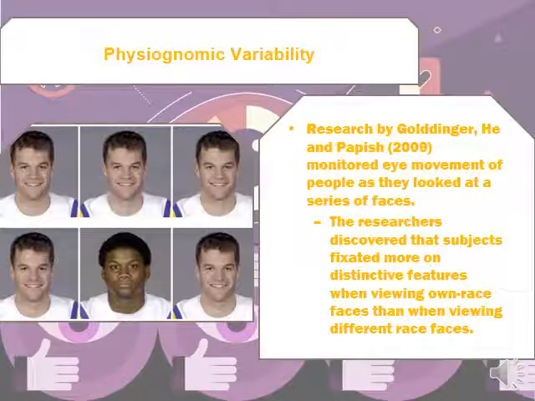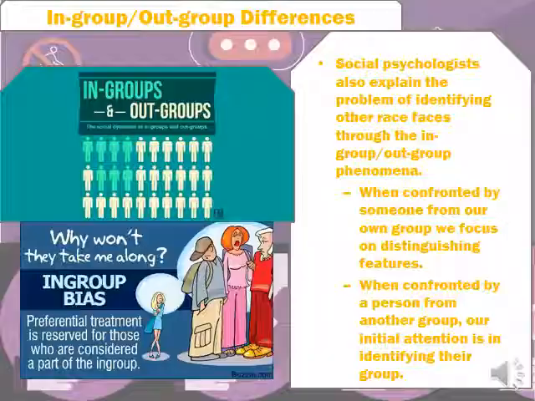So research by Goldinger and Papish monitored eye movement of people as they looked at a series of faces. Initially, the research discovered that subjects fixated more on distinctive features when viewing own-race faces than when viewing different-race faces. So initially, you're looking at the fixation. You're being able to say, yes, these are things that I'm noticing based upon my own race, and within that, I am going to delve into it, and I'll have a better understanding and be able to distinguish better based upon my own race.